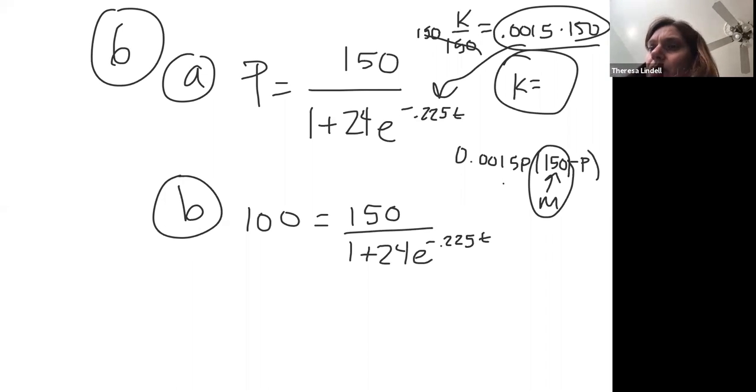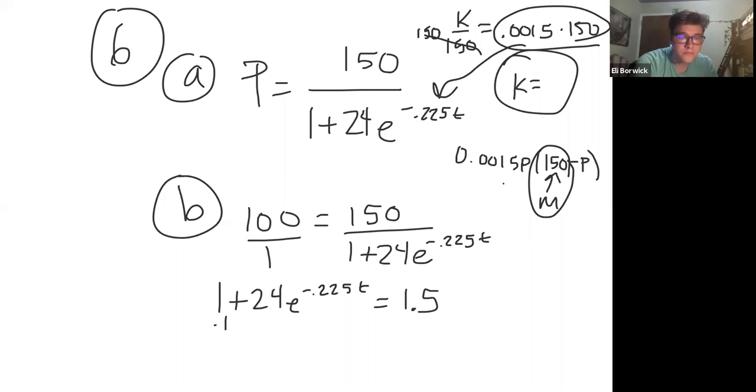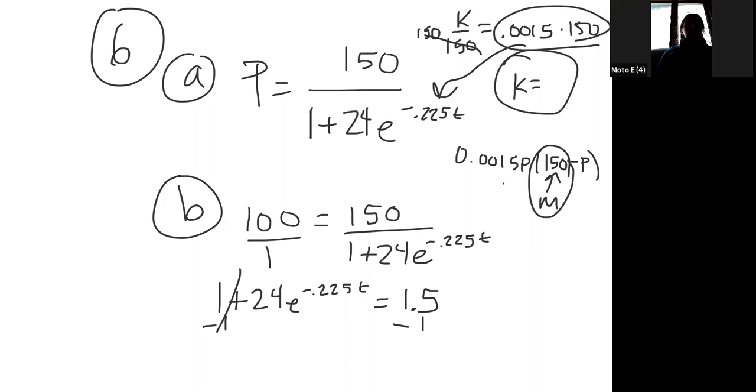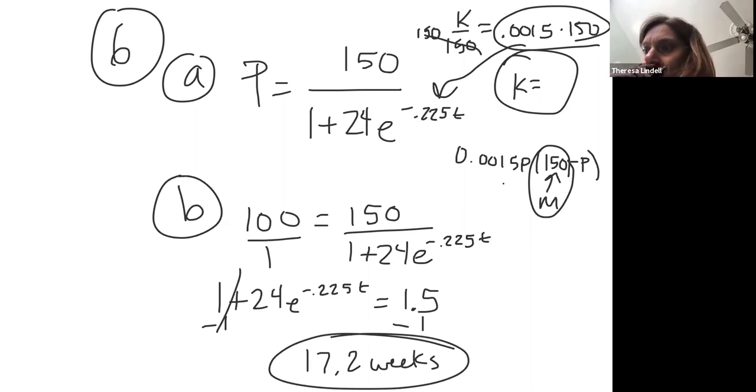So this is where, again, I just do the, did you guys, when we did notes, understand the whole flip-floppy thing, how I just divide by 100 and move that other thing up here, so it's just essentially this. Yeah. Yep. Mhm. And then you minus 1, divide by 24, ln both sides, divide by negative 0.225, and you get about 17.2 weeks. I won't go through all that though.